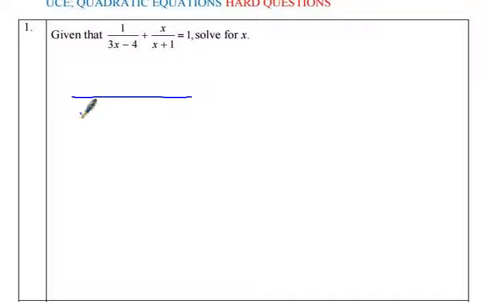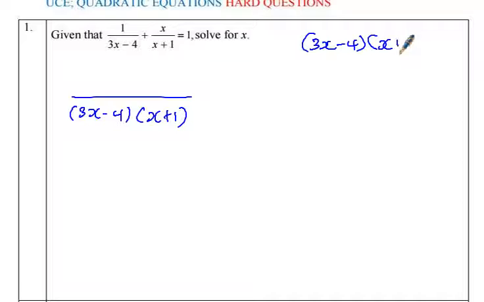So the first term is 3x minus 4. I want to put this in brackets times x plus 1. Okay, I multiply the two. So when I divide this by this, see what happens. I can do this as side work: 3x minus 4 times x plus 1, divided by 3x minus 4, the first part. Okay, so this will disappear, and meaning we stay with this.